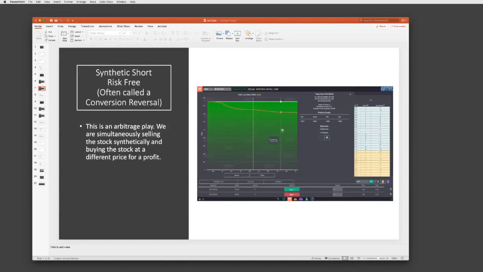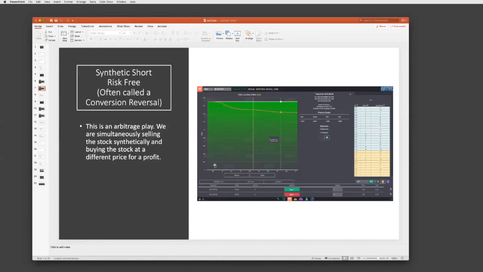So this trade is called a conversion reversal. We're converting a synthetic position into the stock being delivered at the strike price of the options, and it's a guaranteed rate of return. It's an arbitrage play. We're simultaneously selling the stock and buying it for a different price, resulting in a profit.